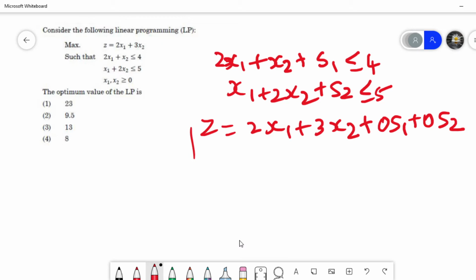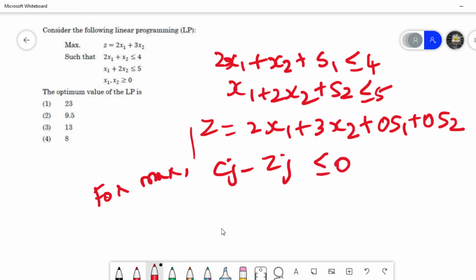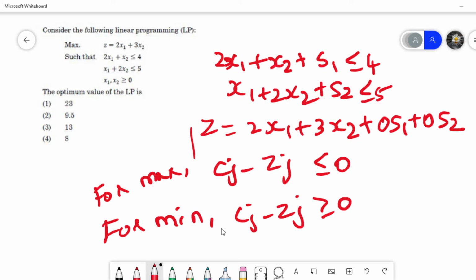So now we are going to formulate these values into a table. Before that we should know the optimality condition. For a max problem, Cj minus Zj less than or equal to 0. For a minimum type problem, Cj minus Zj greater than or equal to 0.